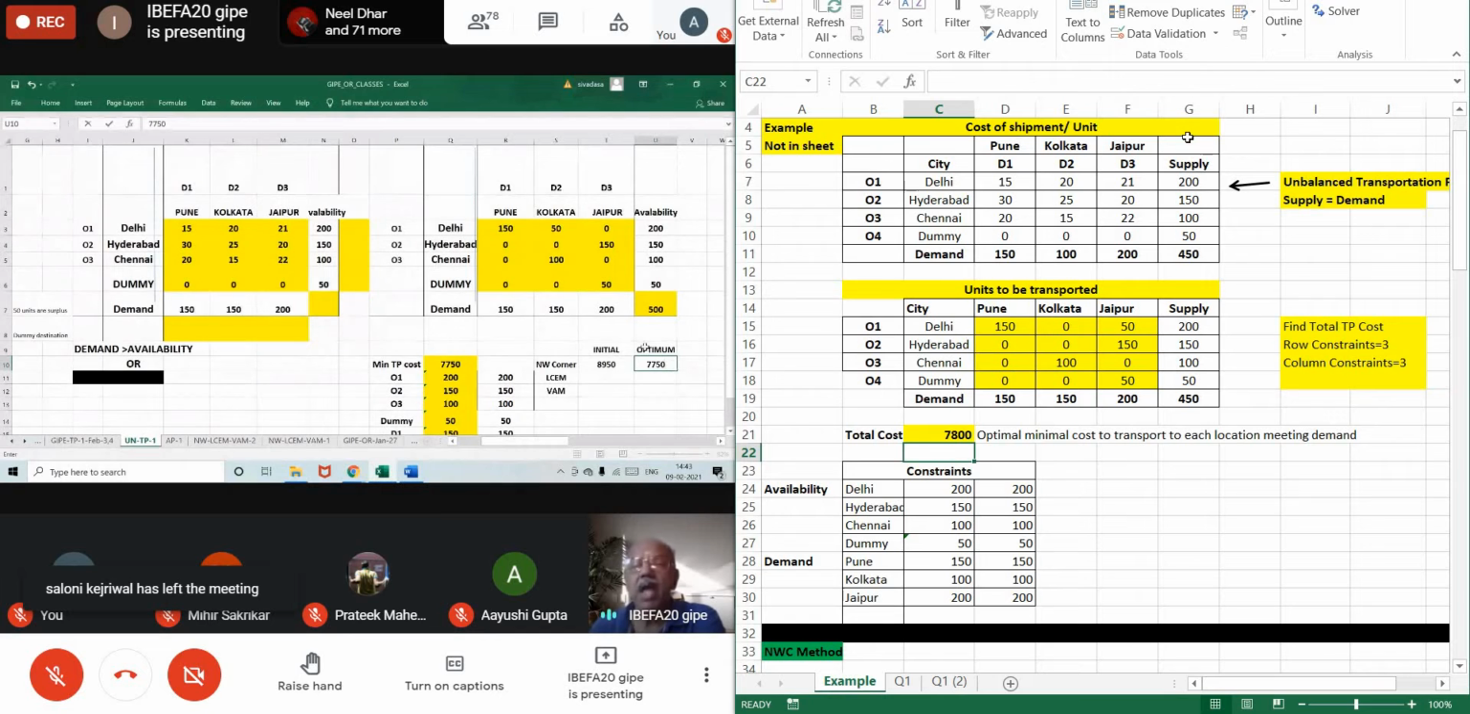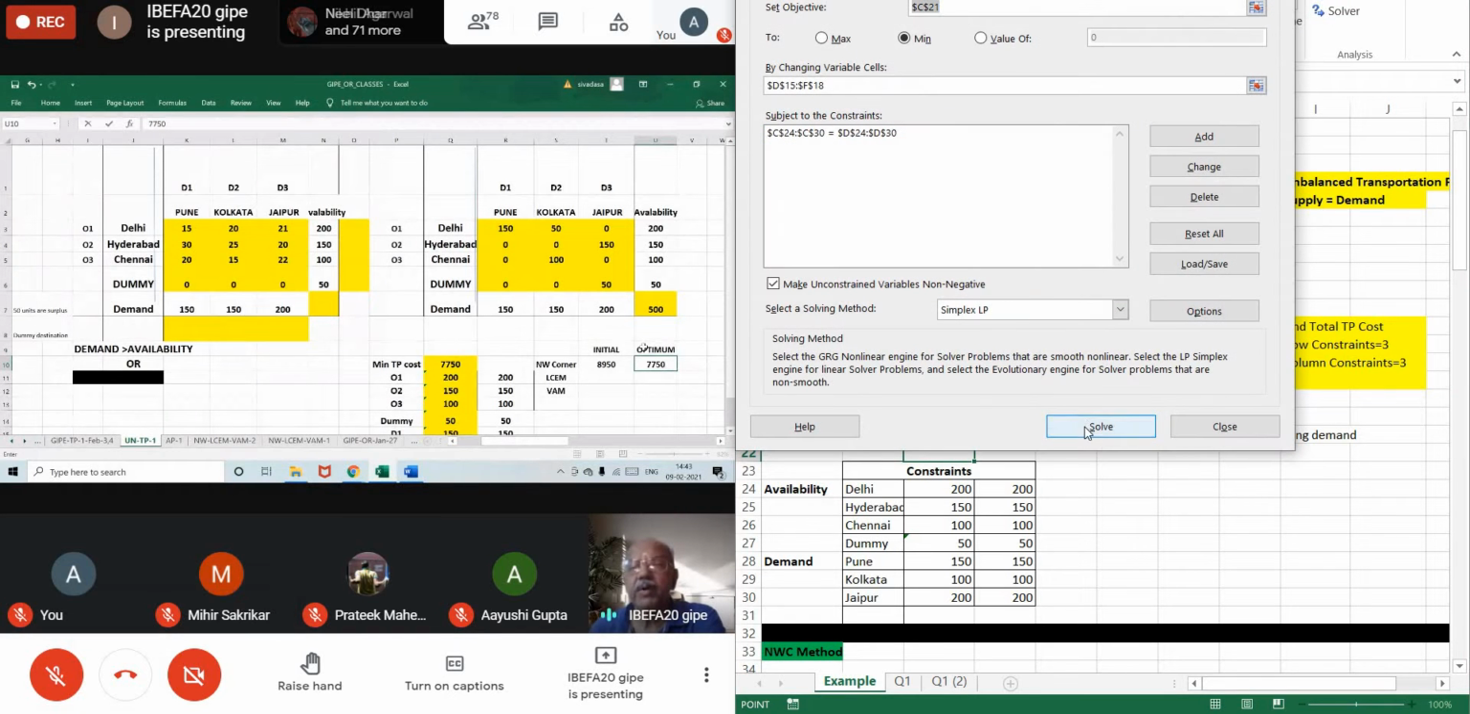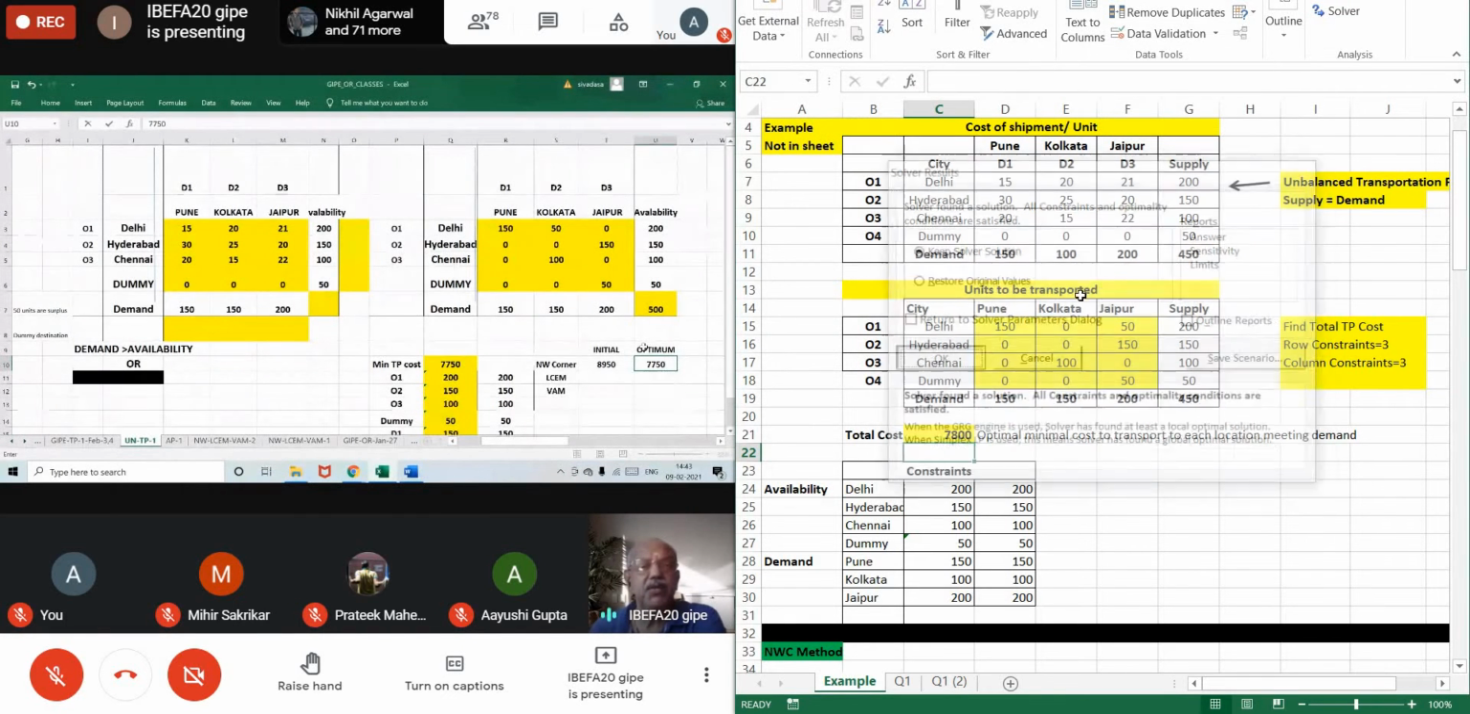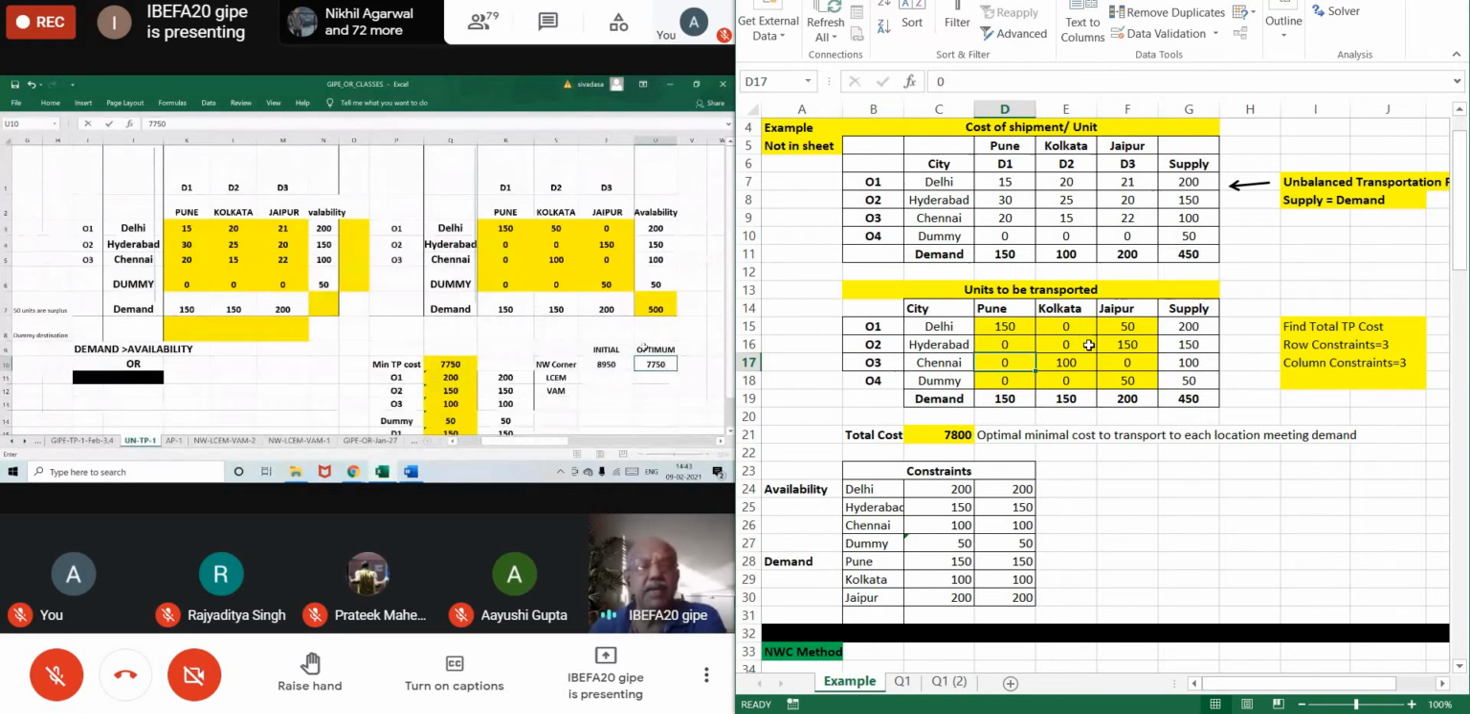That depends on how much transportation is done. Is it from Delhi? Is it from Hyderabad? Or is it from Chennai? So I made the transportation problem a balanced transportation problem and did it by the northwest corner method, and I got the answer. Now in the same way I can try the least cost entry method.